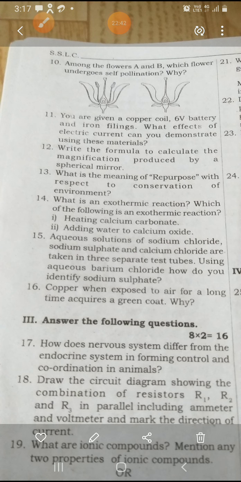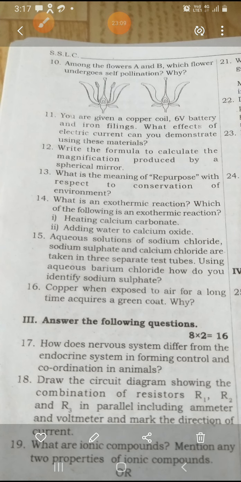So you need to write the answer that the compounds formed by oppositely charged ions held by electrostatic force are called ionic compounds. I hope you note down the answer. And the properties you have to write. You have to write 2-3 properties, so at least 2 you have to write. Here I am going to discuss 3 properties.